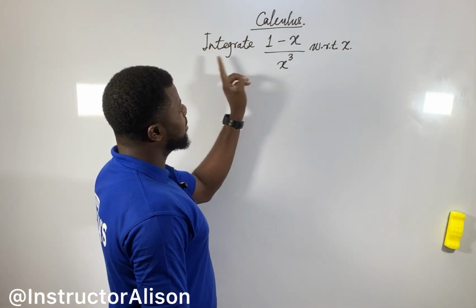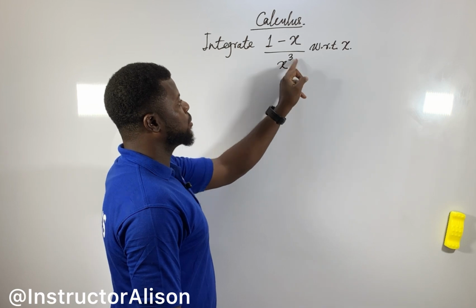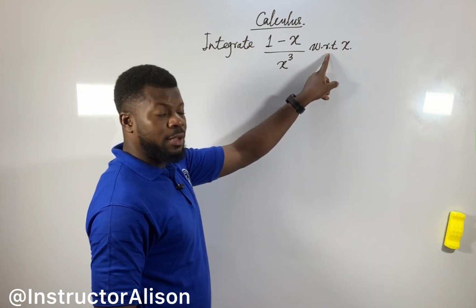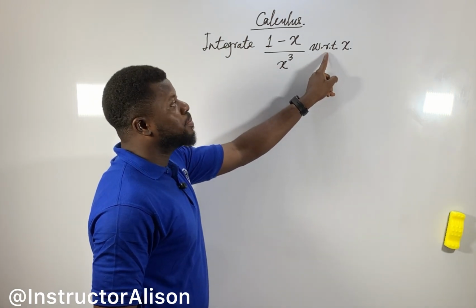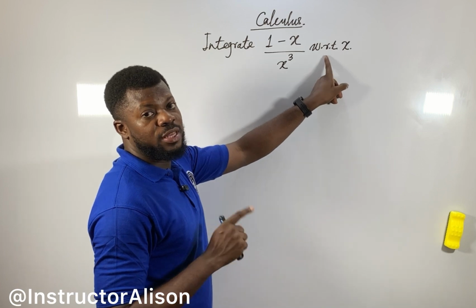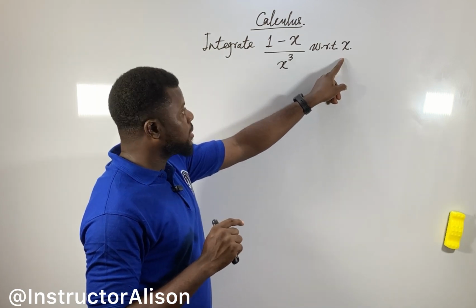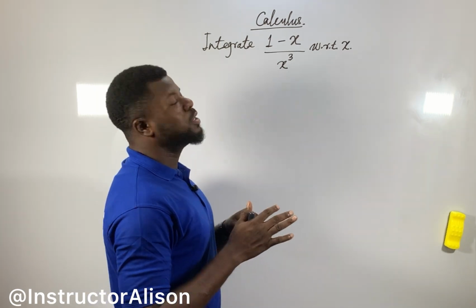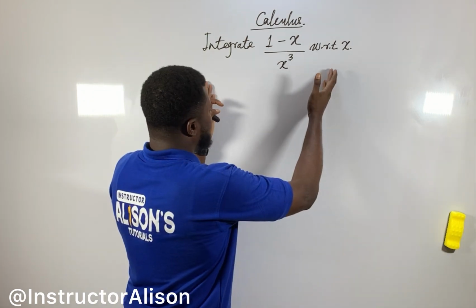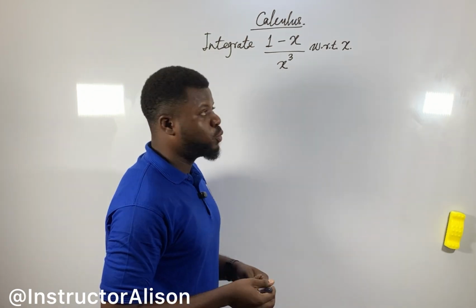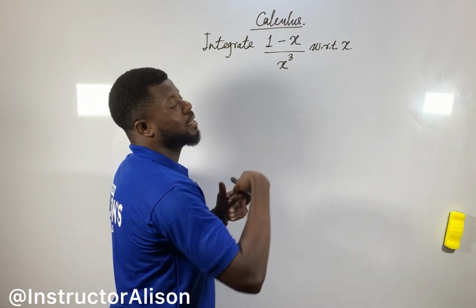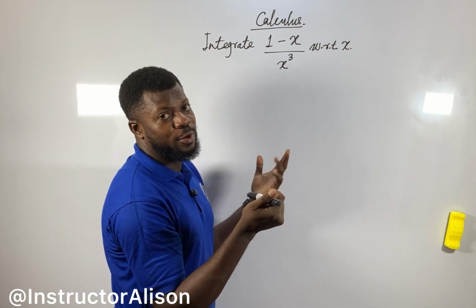Let us run through this: integrate 1 minus x over x cubed with respect to x. Write it down. What does "with respect to x" mean? Let me explain. They just write it like big talk, big talk.